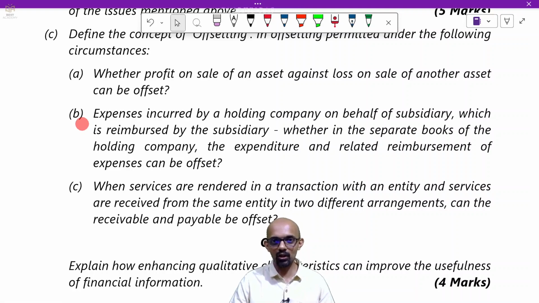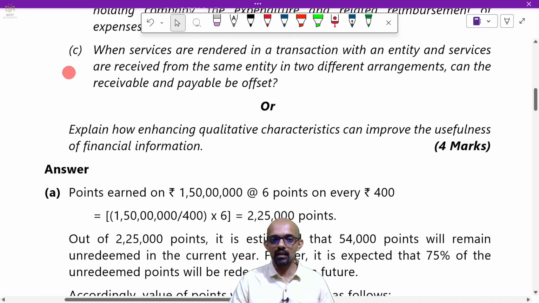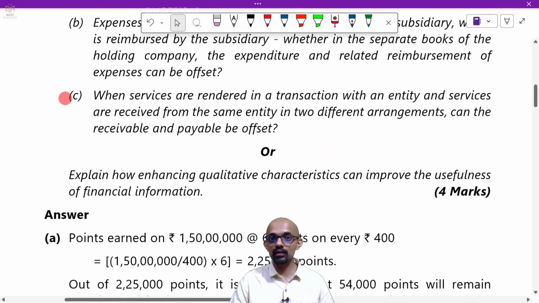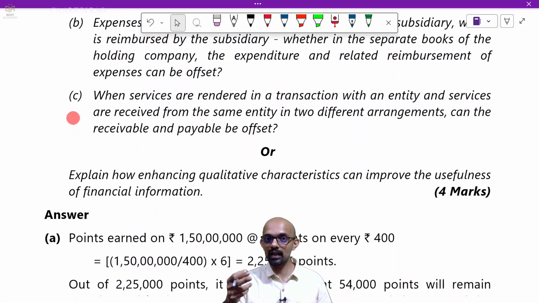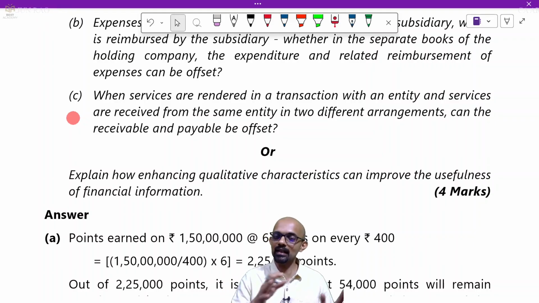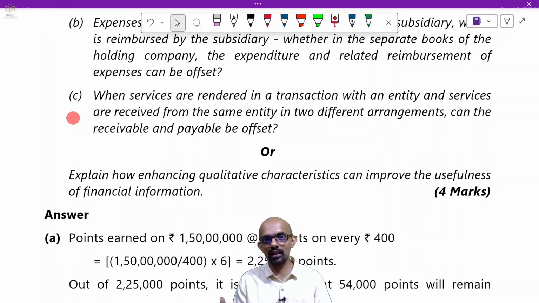This generally can be offset because it's not the holding company's expense. You are just incurring it on behalf of another company, right? And the last they have asked is whether services are rendered and received from the same entity, whether payable and receivable can be offset. So generally no, but as per Ind AS 32, if the company has the legally enforceable right to set them off, and then intends to settle on net basis or simultaneously realize the asset and pay the liability, then it shall be offset.